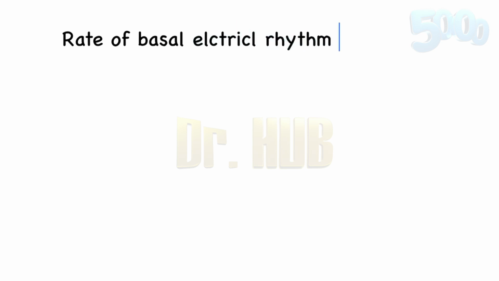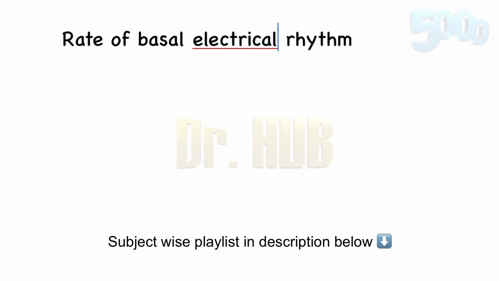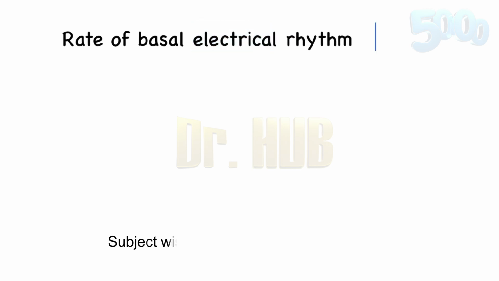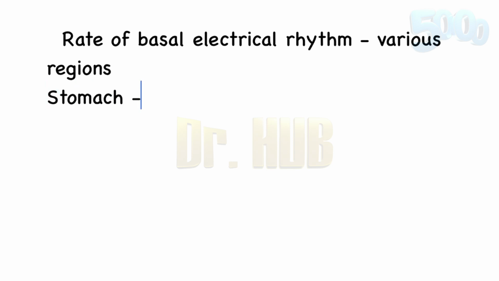Now let's look into the rate of the basal electrical rhythm. The rate of the basal electrical rhythm in various regions. So what does this include? First, it includes the stomach. In the stomach, the rate of BER is about 4.